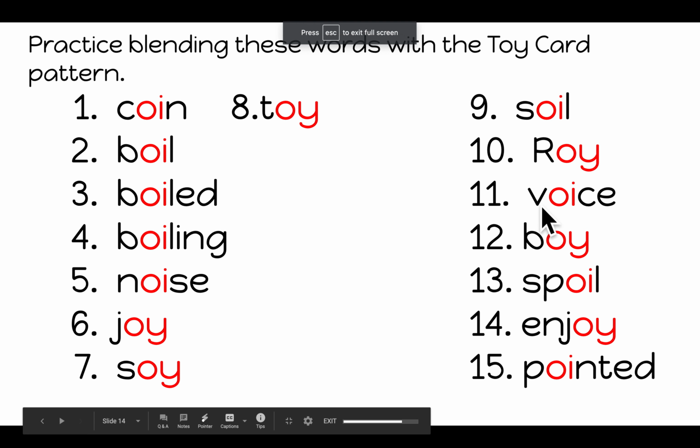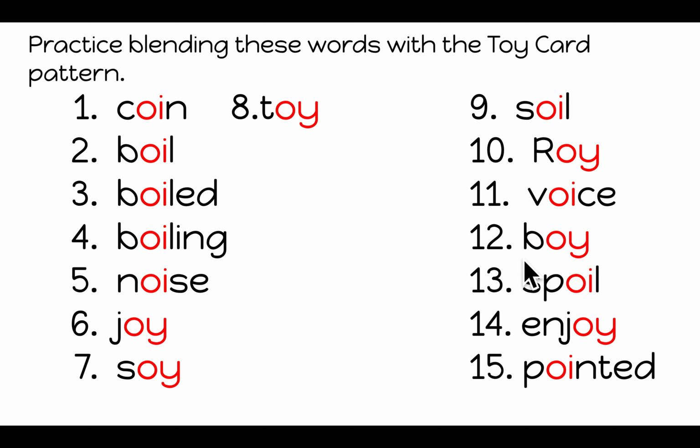So again, let's take a look at that word again. Eyes, then mouth, and voice. Next. Boy. He is a boy. Next.